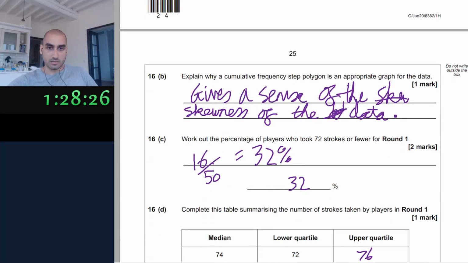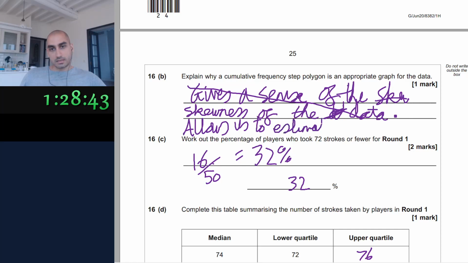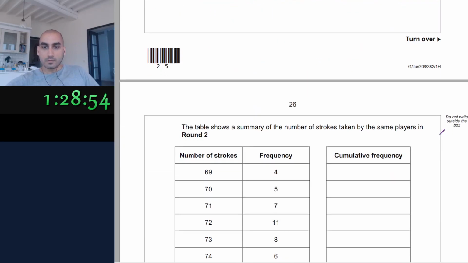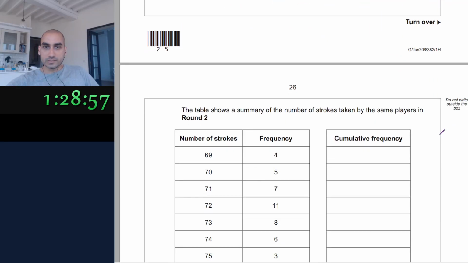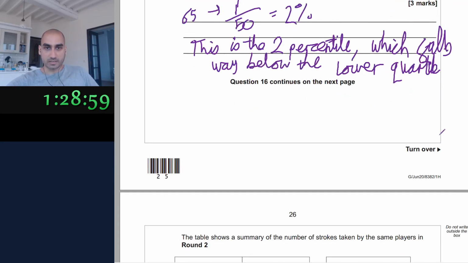Ah, you know what? I've thought of a better reason than this. Allows us to estimate percentile values. All right, I don't know how you're supposed to get 3 marks there.